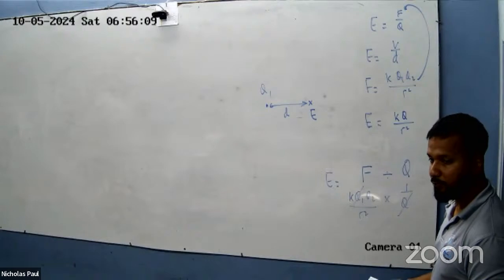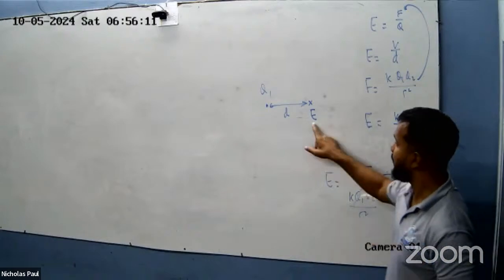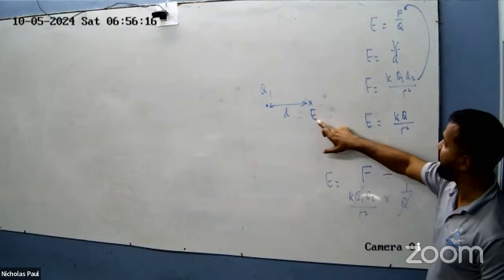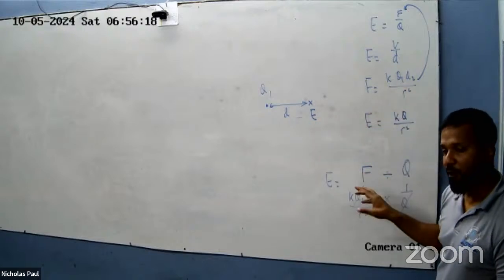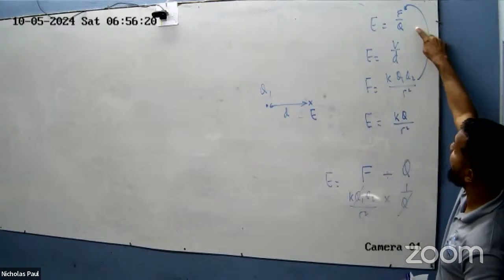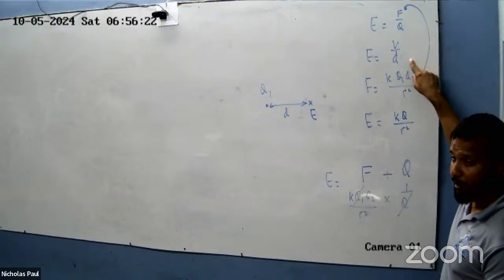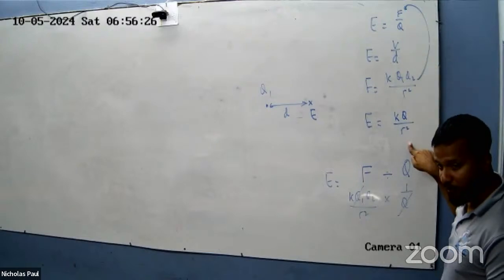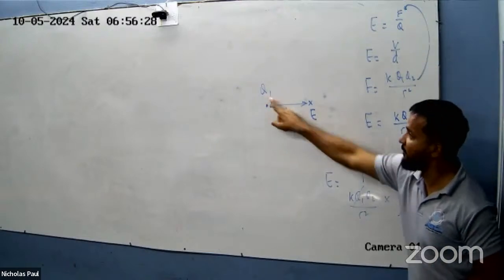Yeah, we're trying to find E, but in order to find E, I was showing you a different relationship that we can use, this and this. Right? So I put this in there to get this one. This will work, because I have Q.